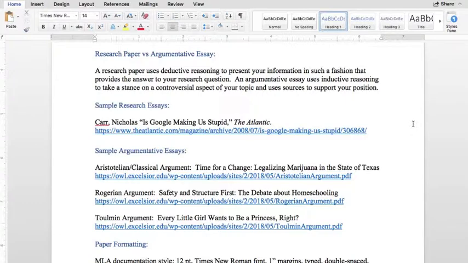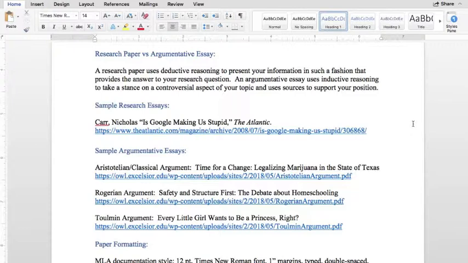Really just the types of reasoning that you're going to use. So if you remember from the logical fallacies PowerPoint that I provided you the other week, there can be fallacies in reasoning, right? And that PowerPoint goes over two types of reasoning. There's deductive reasoning and inductive reasoning. Deductive reasoning, which is what a research paper does, basically takes general observations and draws a specific conclusion.